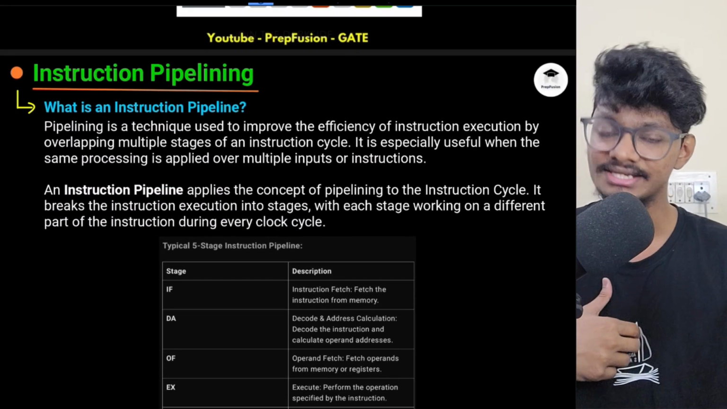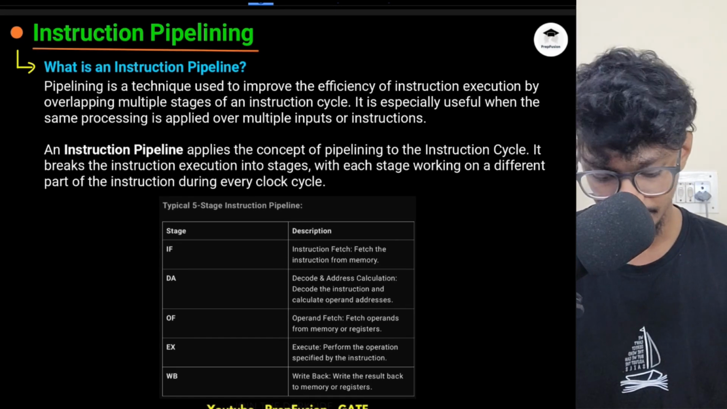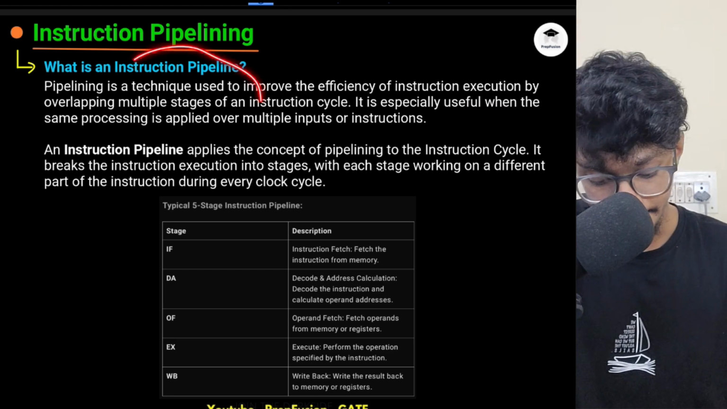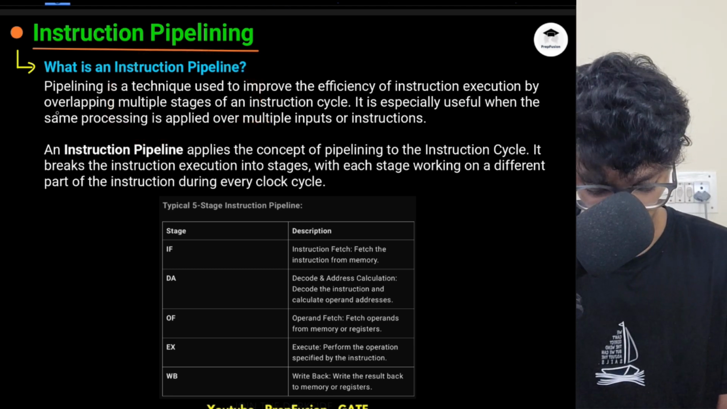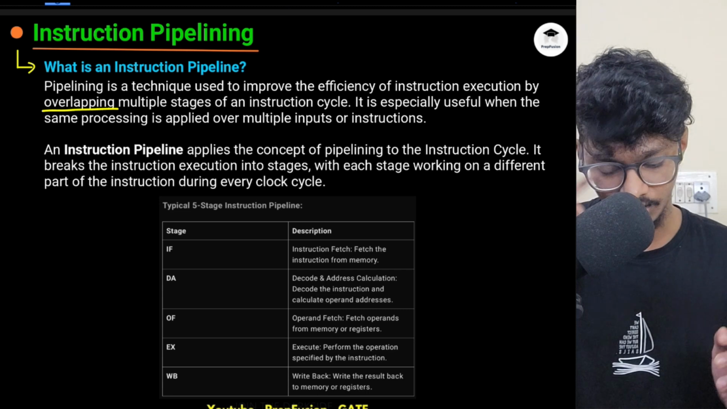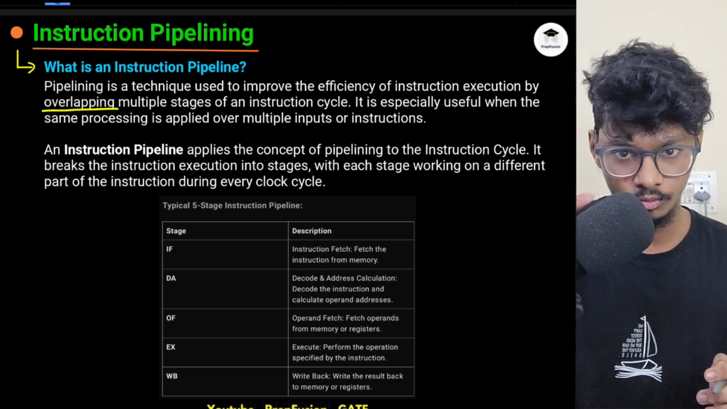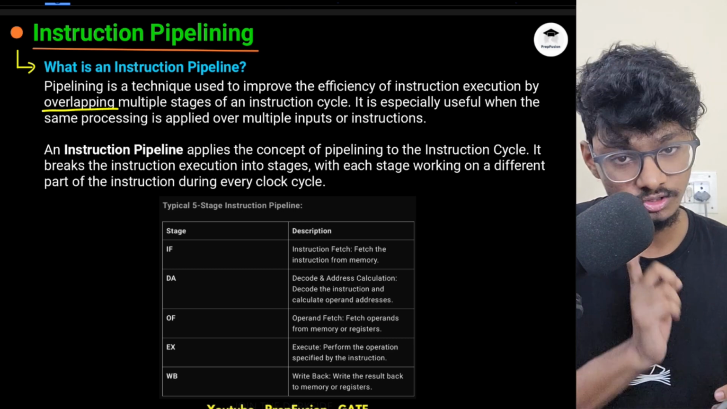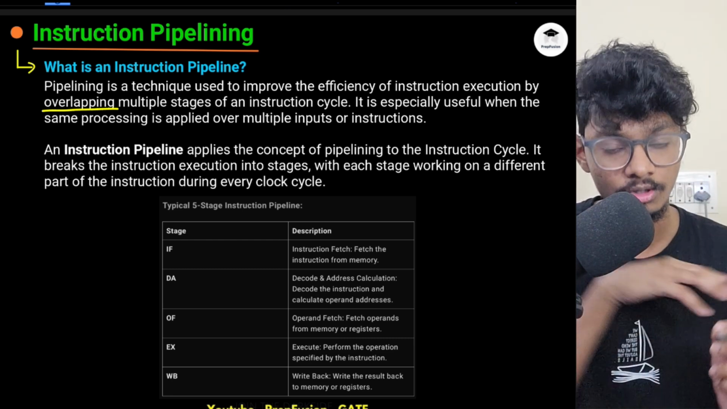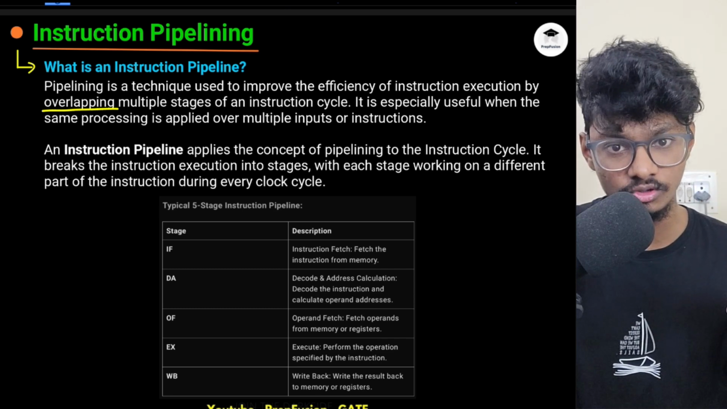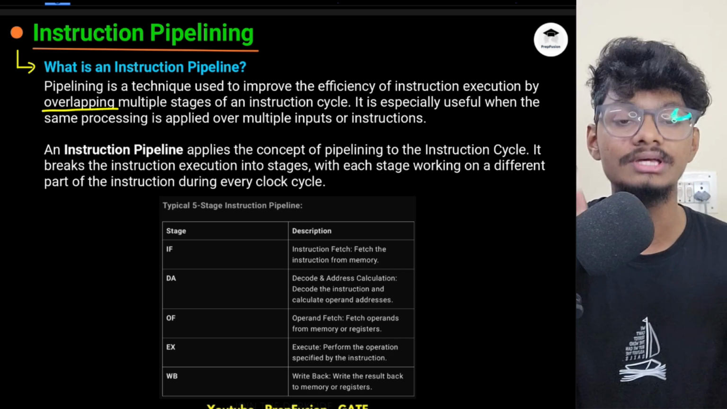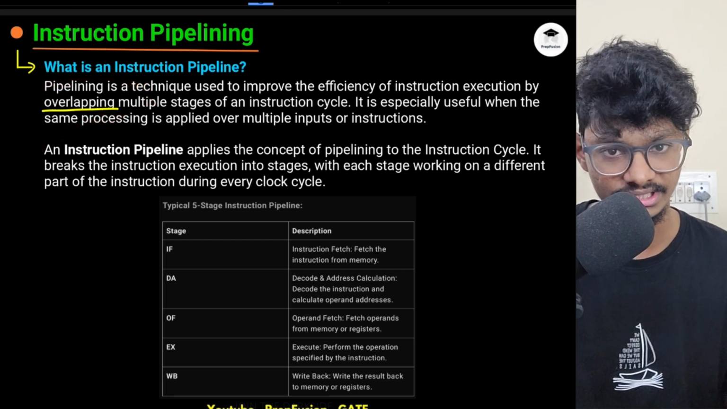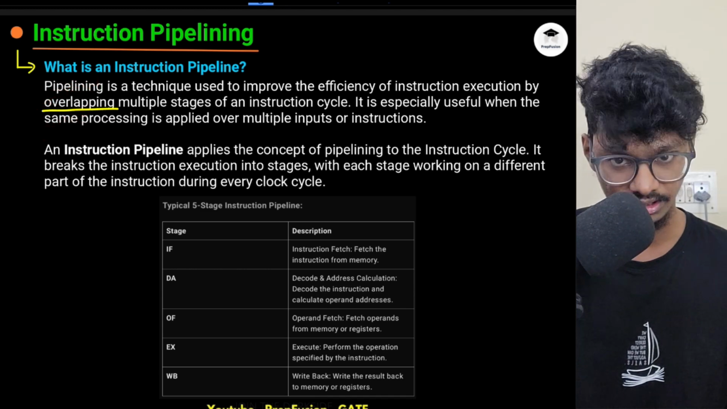So what is instruction pipeline basically? Pipelining, which we already know, is used to improve the efficiency of instruction execution by overlapping multiple stages of an instruction cycle. So what you do is, simultaneously I am doing some operation for stage 1 on some data, and also I'm doing some operation on stage 2 on some other data. So in the same clock cycle, stage 1 is working, stage 2 is working, stage 3 is working, stage 4 is working. All the stages are working. So that's why overlapping. I'm overlapping multiple stages. Okay. We'll understand this better in the example that will come.